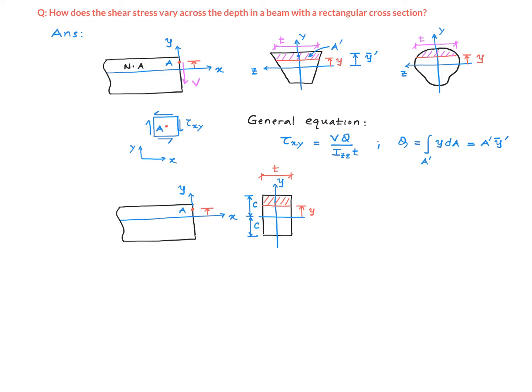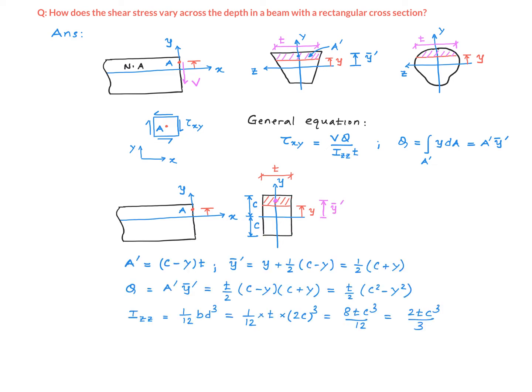The question is, how does the shear stress tau xy vary with y if we have a rectangular cross-section like shown in this picture? So let's go ahead and calculate some of the quantities appearing in this equation for this rectangular cross-section, starting with A prime. A prime is the area of the shaded part, which is this distance right here, which is c minus y, multiplied by this distance, right, which is t. So c minus y times t is A prime.